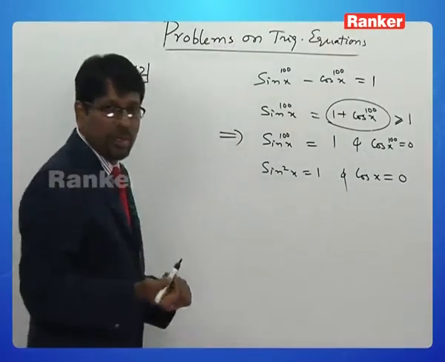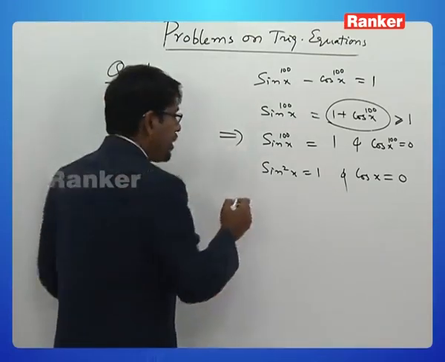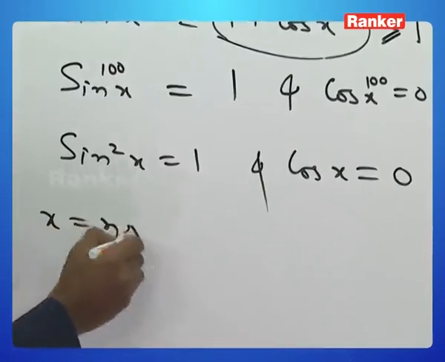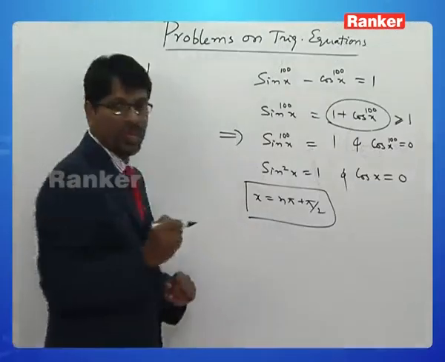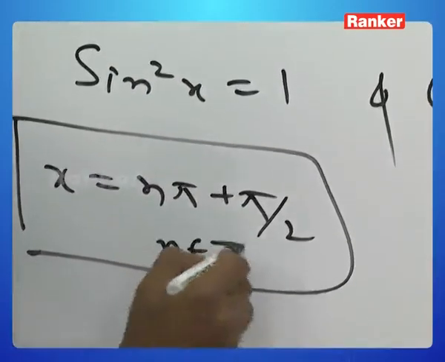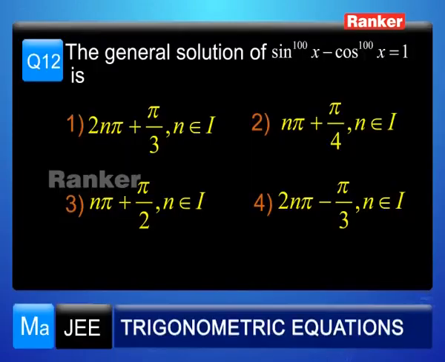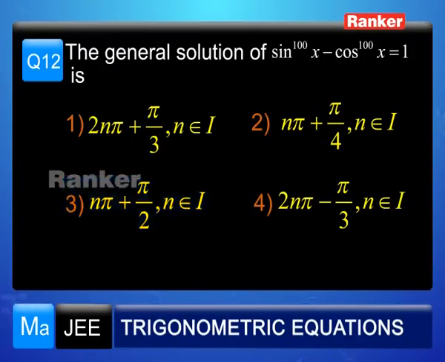So when is that going to happen? This happens whenever x is of the form n pi plus pi by 2, n any integer. So that is clearly appearing in option 3, which is the right answer.